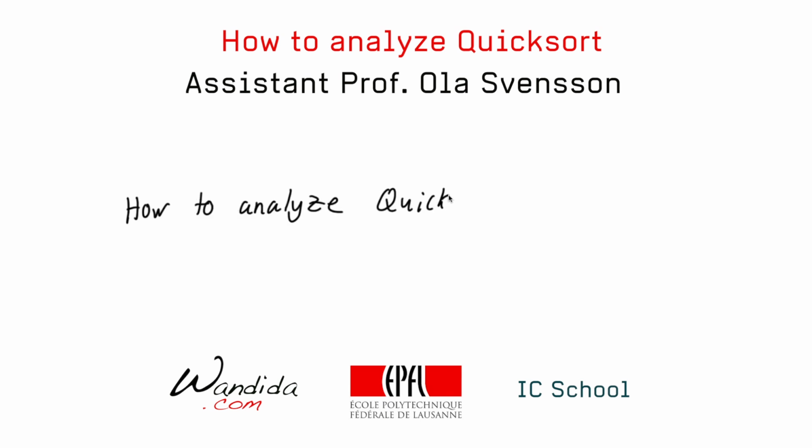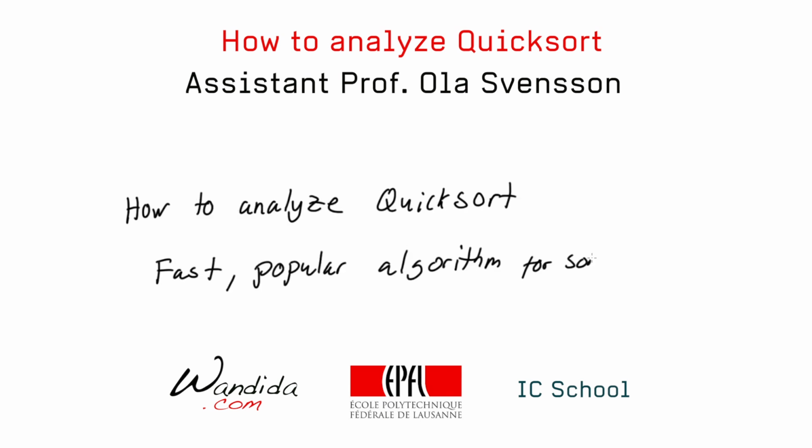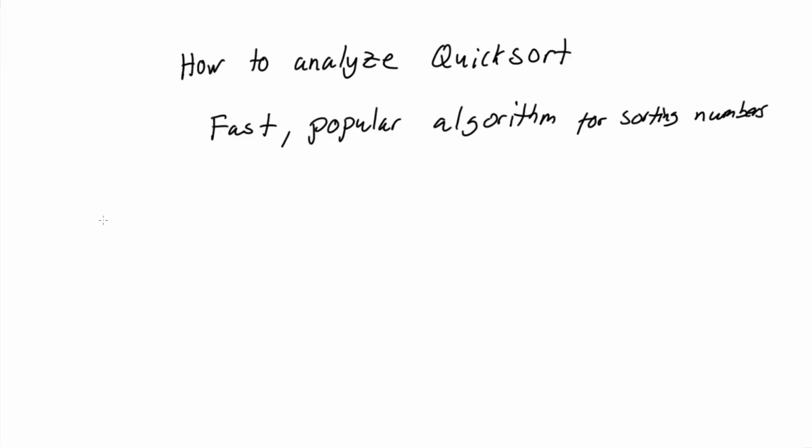This presentation is about how to analyze Quicksort. Quicksort is one of the fastest, most popular algorithms for sorting n numbers. We will start by defining the algorithm and give some intuition, and then we'll continue with its analysis. It's based on the divide and conquer paradigm, which is a paradigm for designing algorithms.